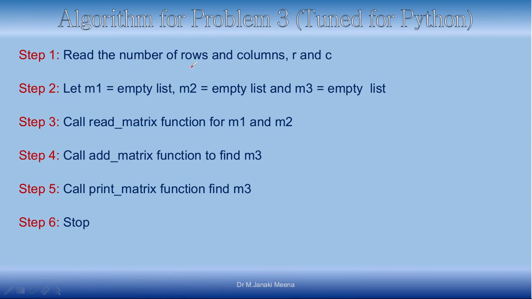First step is read the number of rows and the number of columns from the user. So R and C will be read from the user, and then let m1 be an empty list, m2 be an empty list, and m3 is also an empty list. All these 3 are matrices, initially empty, and then you are going to call the read function twice, one for m1 and another one for m2. Then the add matrix function is going to be called to find out m3. So m1 and m2 will be passed as arguments to the add matrix function, and you will find out what is m3. And then you call the print matrix function, and you have to print m3, that is the objective.